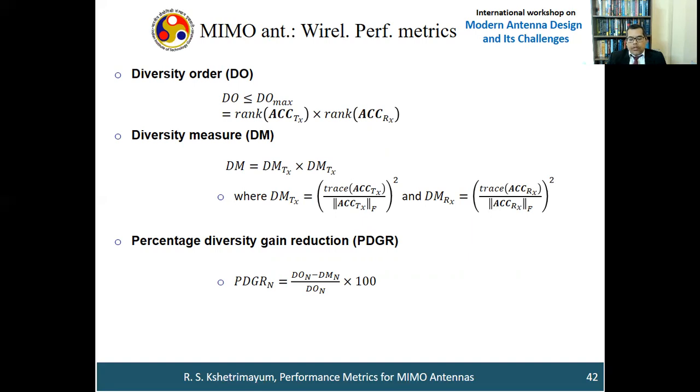It's interesting to see that, in order to compare the performance of one antenna with another antenna, there's another term we can find out. It's called percentage diversity gain reduction. In the ideal case, how much is the maximum diversity? It's usually the diversity order. And in the real case, when you have antenna correlation, diversity gain is measured in terms of diversity measure. So you can subtract those two, divide by diversity order, multiply by 100, and you get the percentage diversity gain reduction. For the ideal case, diversity gain reduction percentage should be 0 and the maximum is 100%.